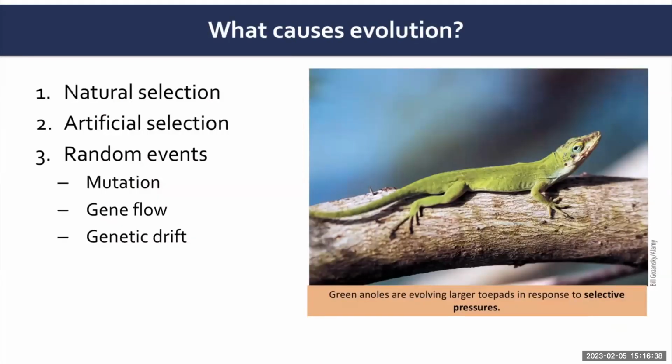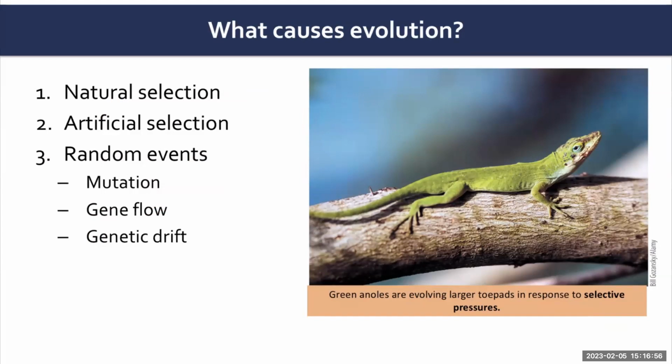Okay, so if evolution is a change in the genetic makeup of a population over time, we can then look at what causes evolution. And these are really 2 different questions here, right? So evolution is both a pattern and a process, right?